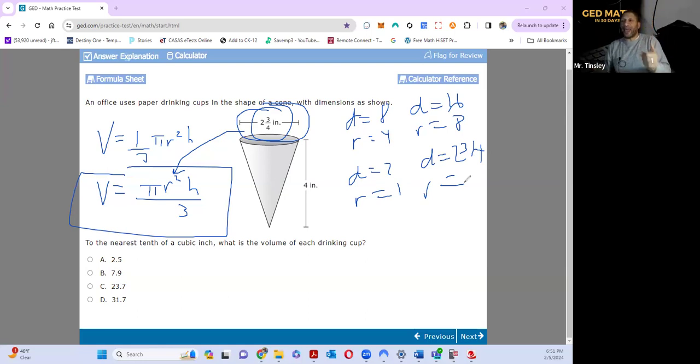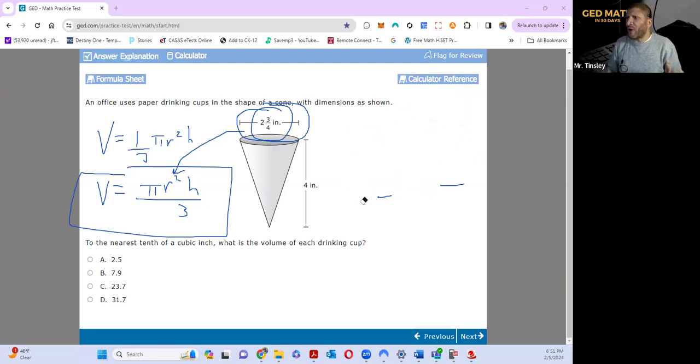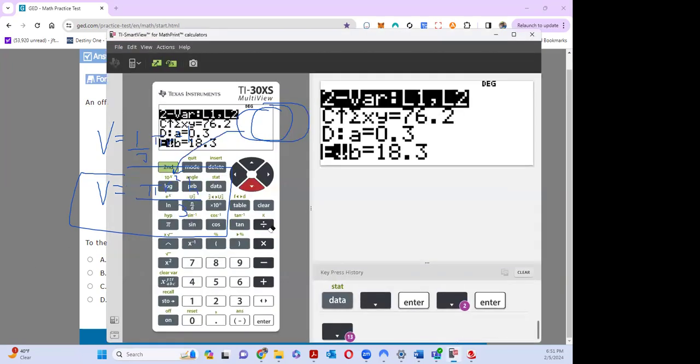That's because you're not having a full understanding of what it is. You have to understand that the radius is half. I don't care if they give it to you in decimals. I don't care if they give it to you in a mixed number. I don't care what it is. So you have to go with what you know. So in this case, I'm going to grab my calculator.